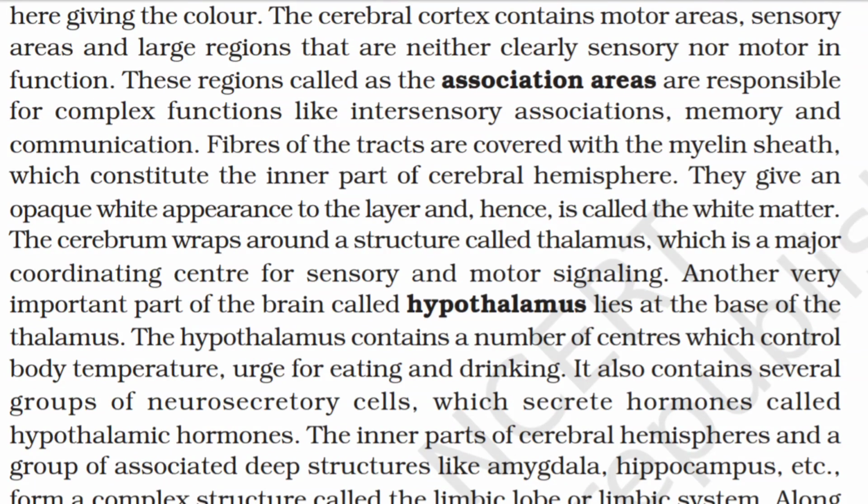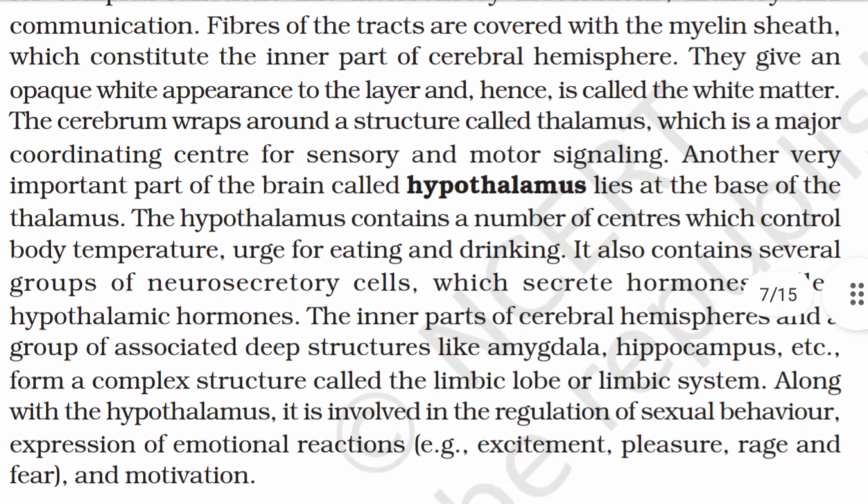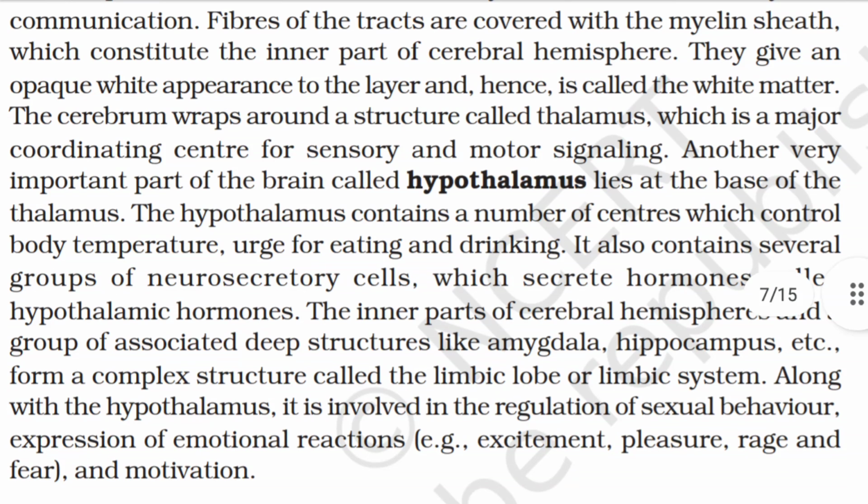The cerebral cortex contains motor areas, sensory areas, and large regions that are neither clearly sensory nor motor in function. These regions, called the association areas, are responsible for complex functions like intersensory associations, memory, and communication. Fibers of the tracts are covered with the myelin sheath, which constitute the inner part of cerebral hemisphere. They give an opaque white appearance to the layer and hence is called the white matter.